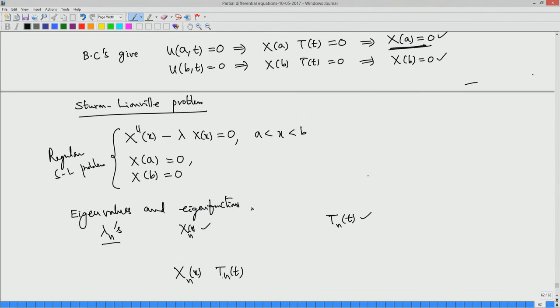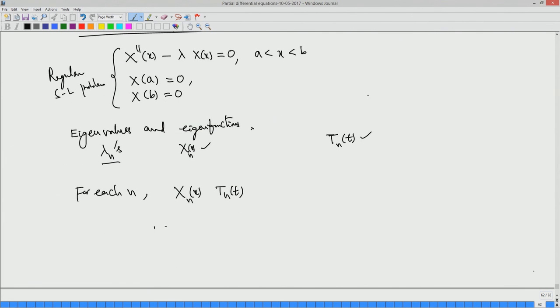So, this is a solution for each n. And then because n is discrete, you make a sum, maybe n is sometimes 0 to infinity or 1 to infinity, whatever. Let us say from 0 to infinity, or a finite sum.